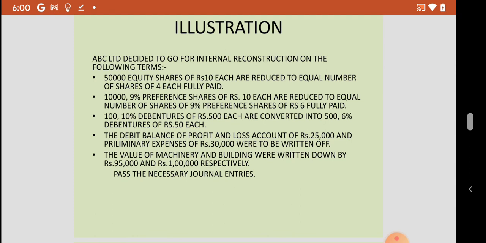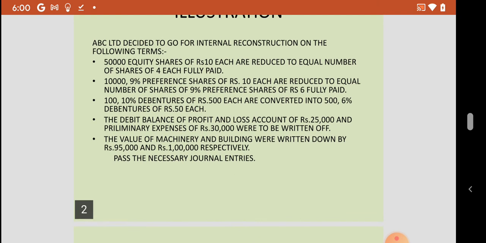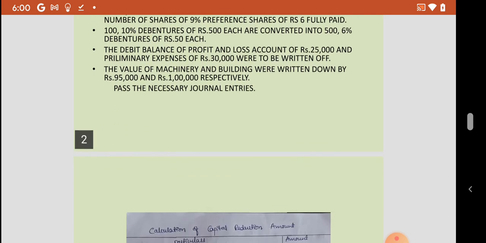But in the case of debentures, 100 10% debentures of 500 each are converted to 500 6% debentures of 50 each. Here the number of debentures has been increased, but the interest on debentures and also the face value of debentures have been reduced to half.